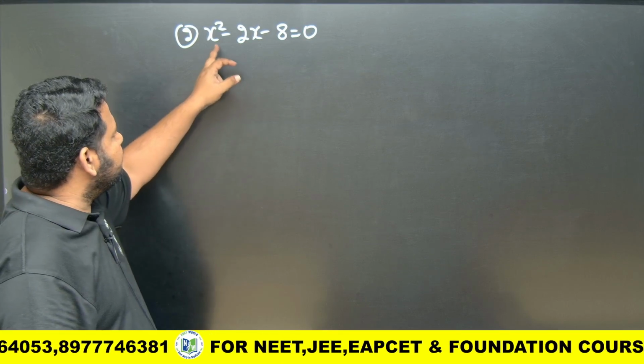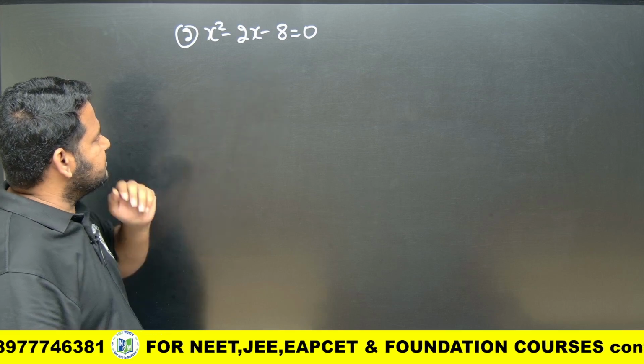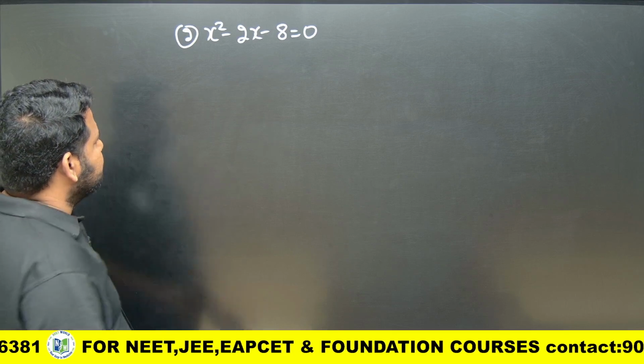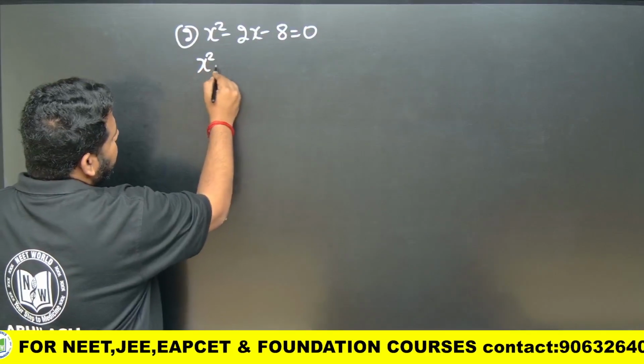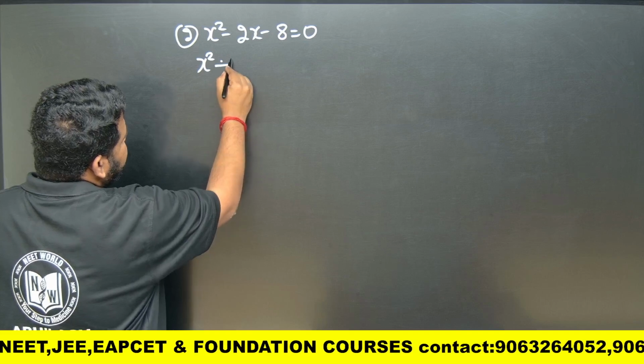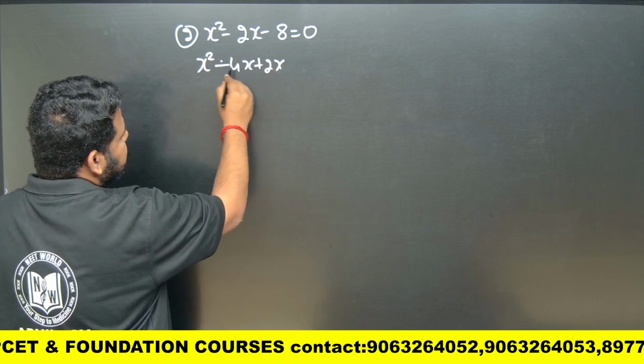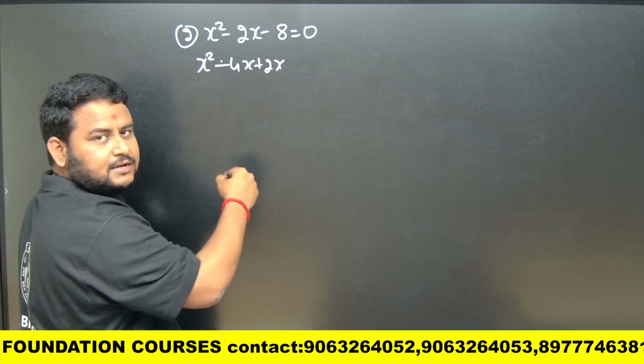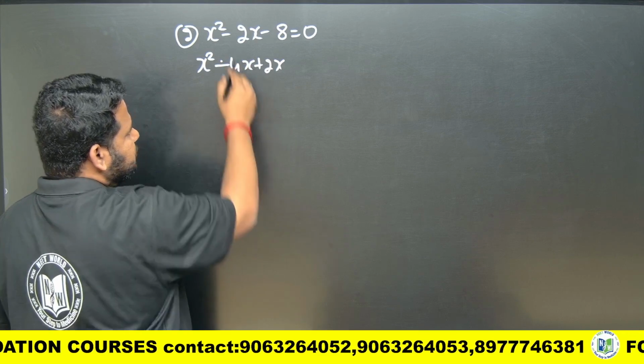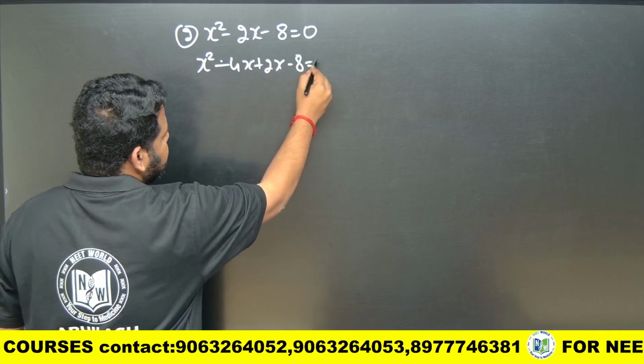Here we have sum is minus 2 and product is minus 8. So what can I use, friends? Let me write it as x square minus 4x plus 2x. Why? Because minus 4 into 2 is minus 8, and minus 4 plus 2 is minus 2. So I can write it as minus 8 is equal to 0.